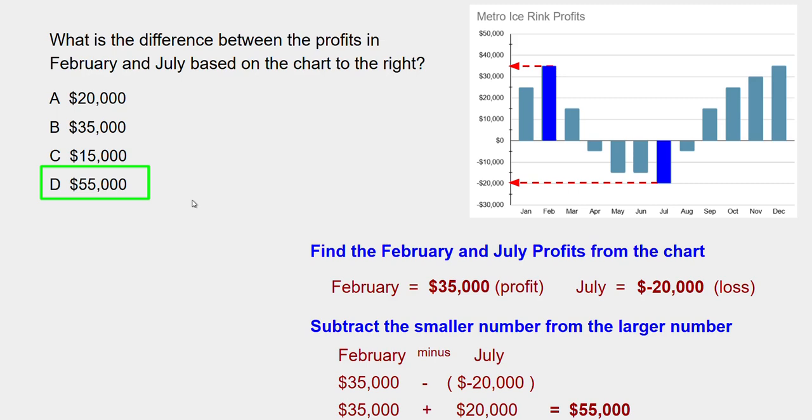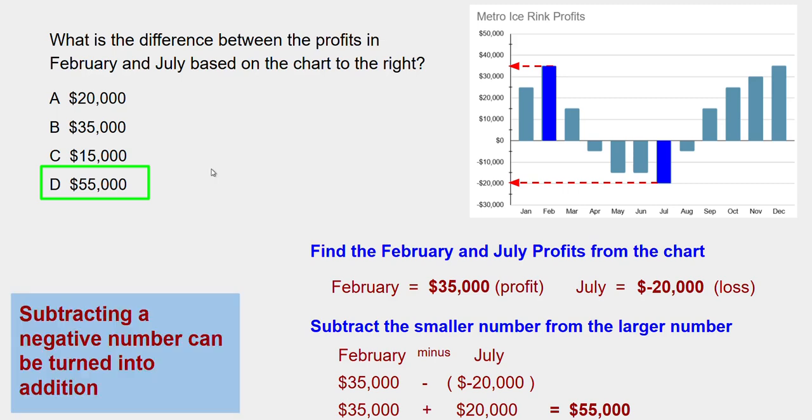The key takeaway from this video is to remember that when you are subtracting a negative number, it can be turned into addition. Before we wrap this video up, I just want to point out that another way to think about this is that when you have an above zero and a below zero situation like we have here, you can simply add the numbers without the signs.